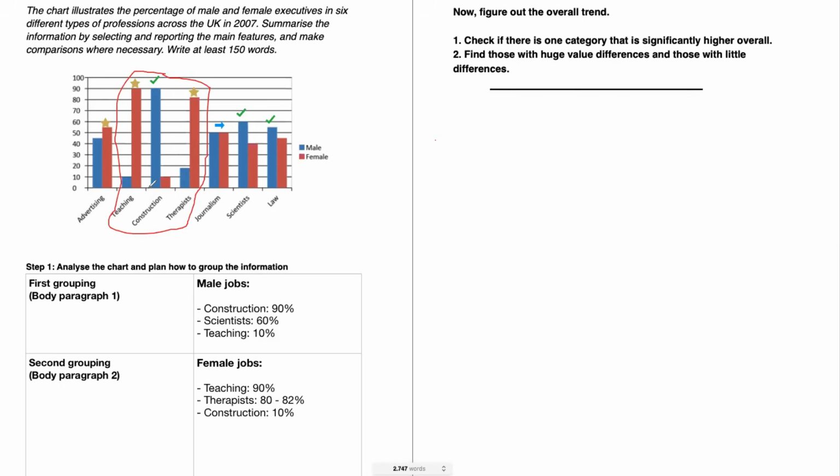There really isn't any use writing about the journalism sector, scientists, law, or advertising because they're quite similar. You want to focus on this trend in your overview paragraph, the fact that there are such large gaps. So this is definitely something, a trend, that we can include in our overview paragraph. And then, of course, in our 2 body paragraphs, we'll include this information about male jobs and female jobs. Now let's look at our model essay.